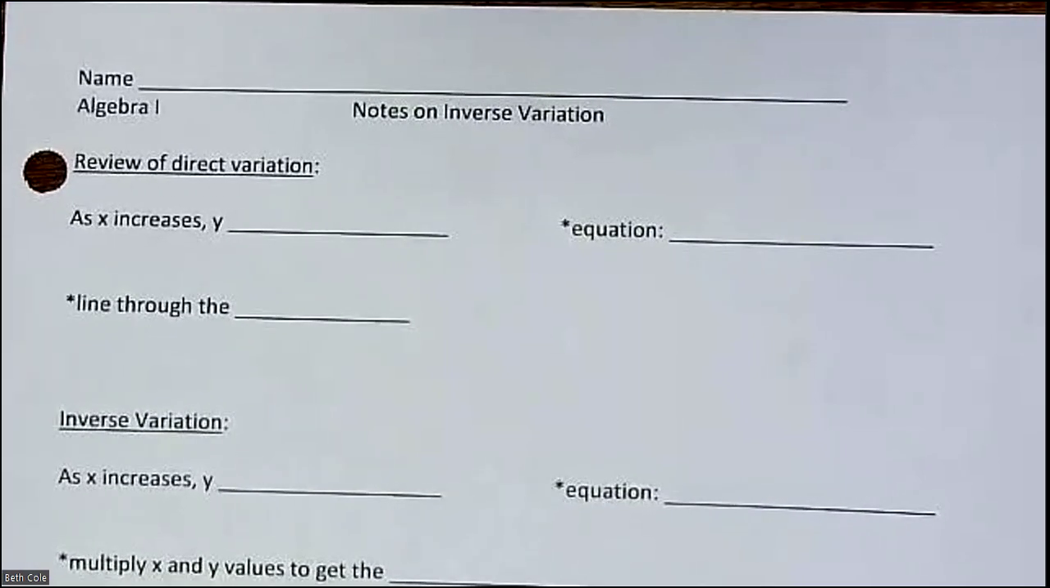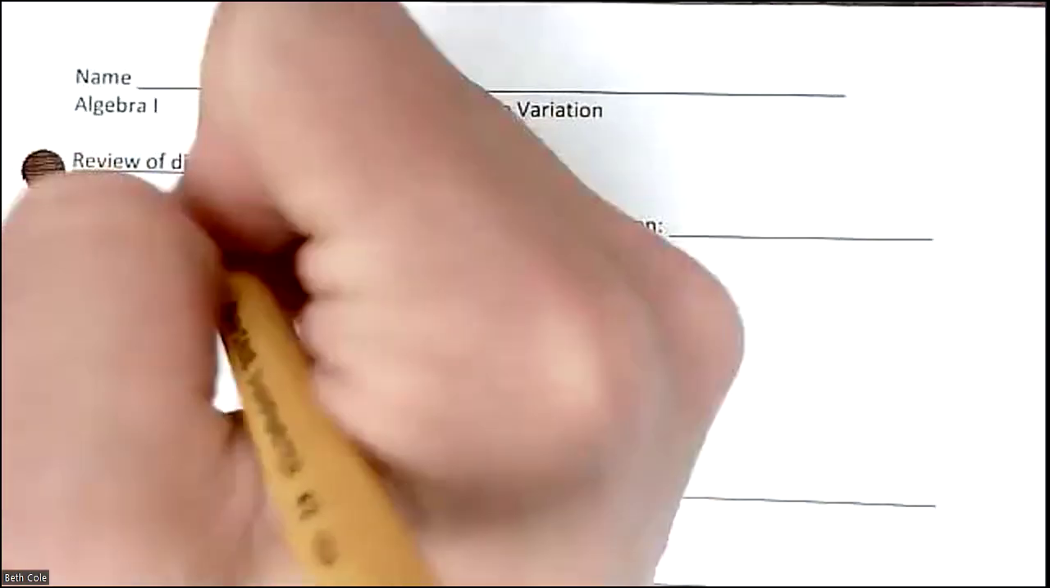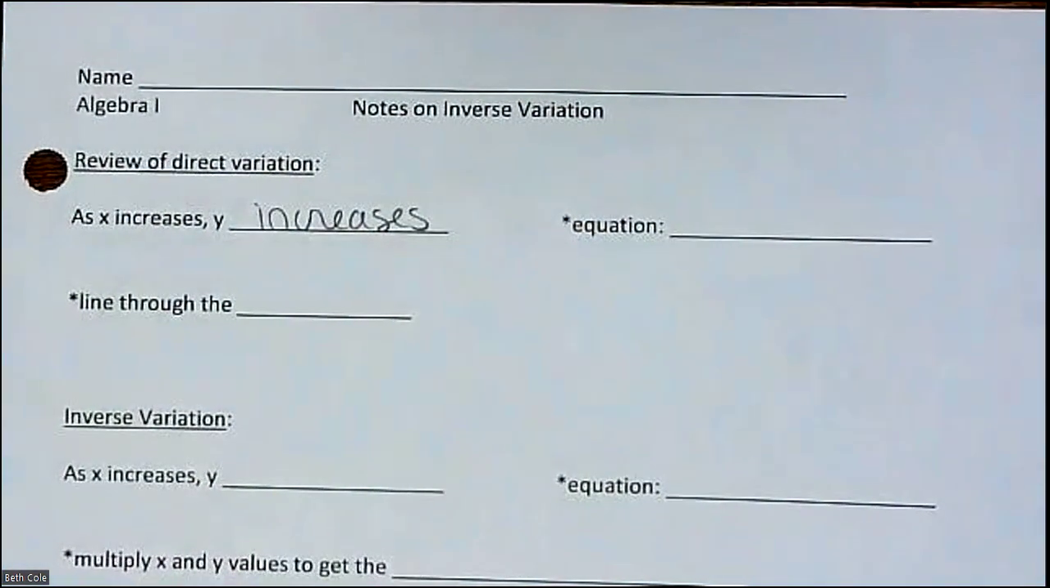So, review of direct variation. As X increases, Y increases. As one thing gets bigger, so does the other. It's like the money for your job. The more hours you work, the more money you make.